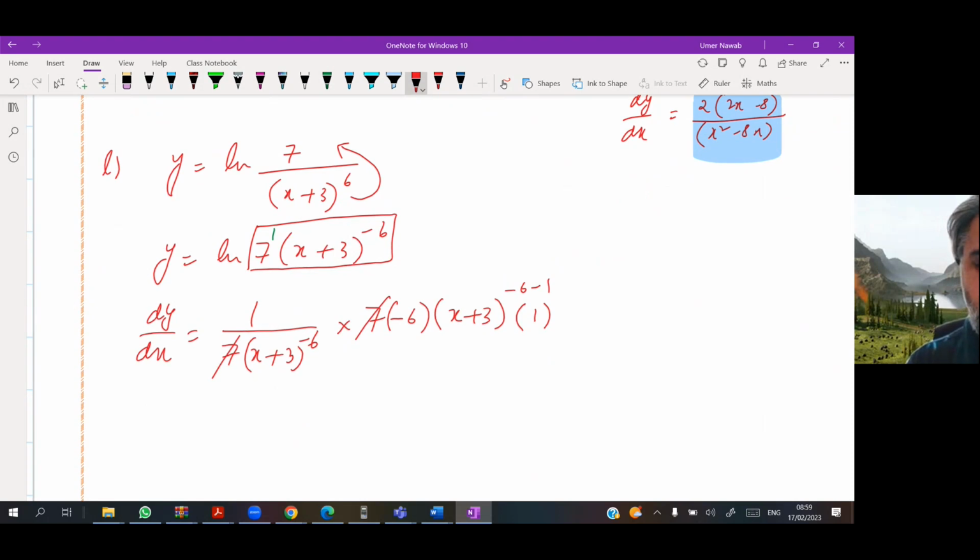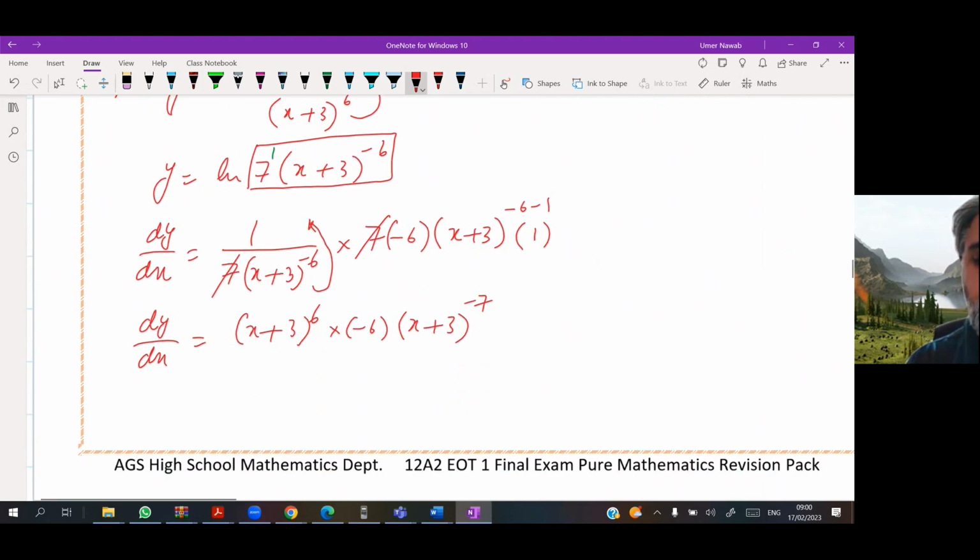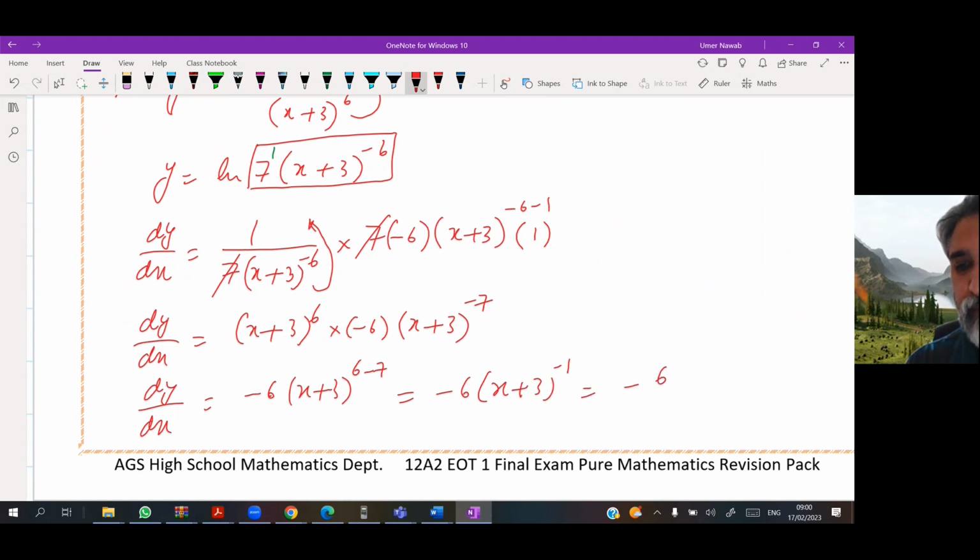So can I cancel 7 with the 7? dy by dx: this can go up, and it will be written as (x plus 3) raised to power 6, and this is minus 6. And what is this? This is (x plus 3) raised to power minus 7. Allow me to combine the x plus 3's. So this is minus 6, (x plus 3) to the power 6 minus 7, because I have the same base. So minus 6, (x plus 3) raised to power minus 1. In a beautiful form, you can write minus 6 over (x plus 3).